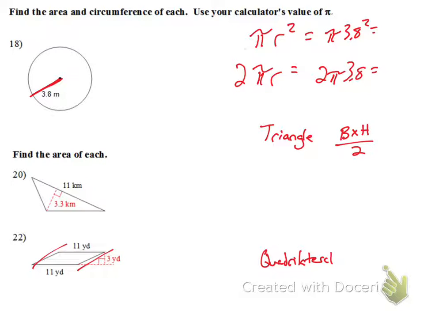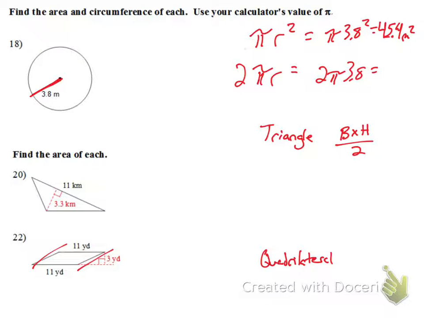All right, so I finally found the pi button. So I multiply that by pi, and that's going to give me 45.36459. So I'm going to round that to the tenth, and let's see which number I'm on. 20, no, I'm on 18. So then that would be 45.4, and that would be meters squared.